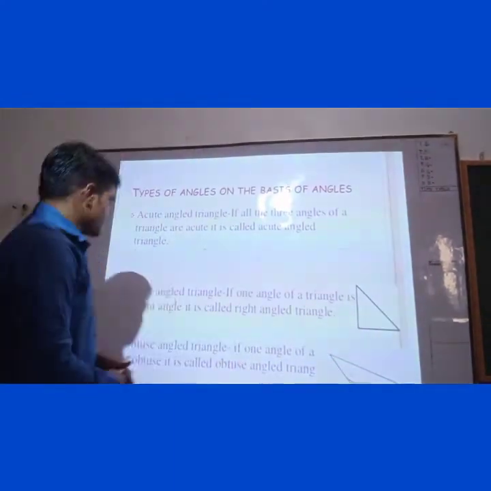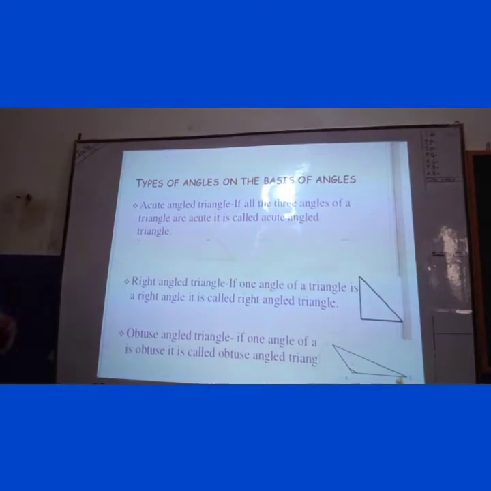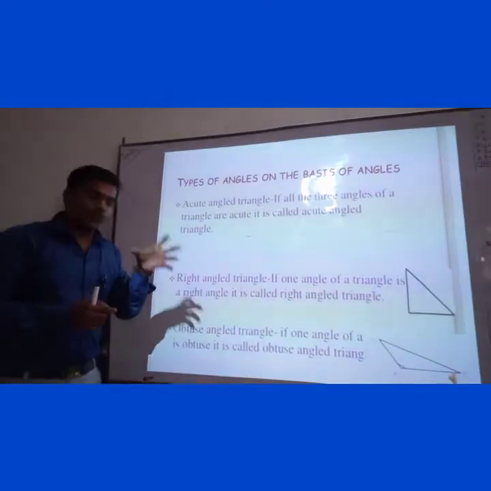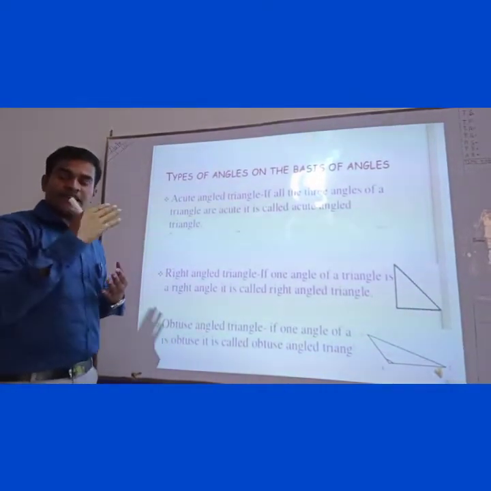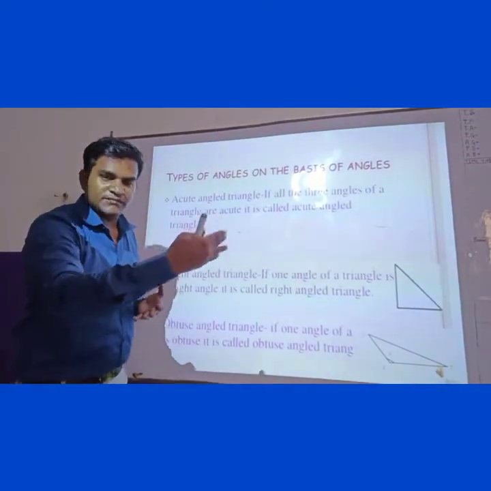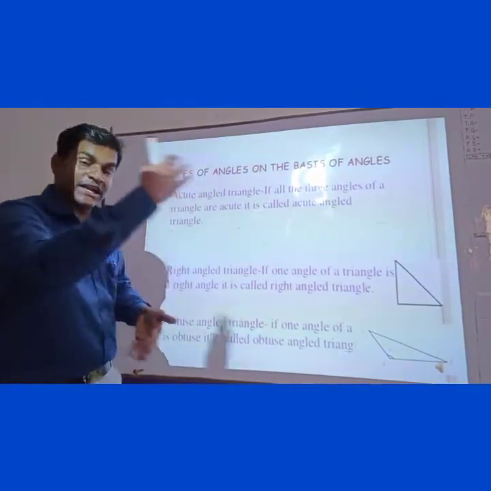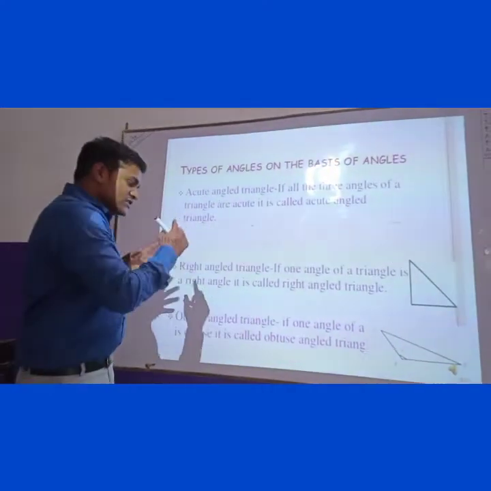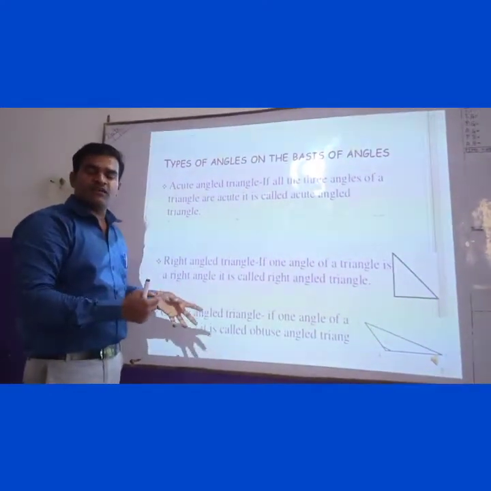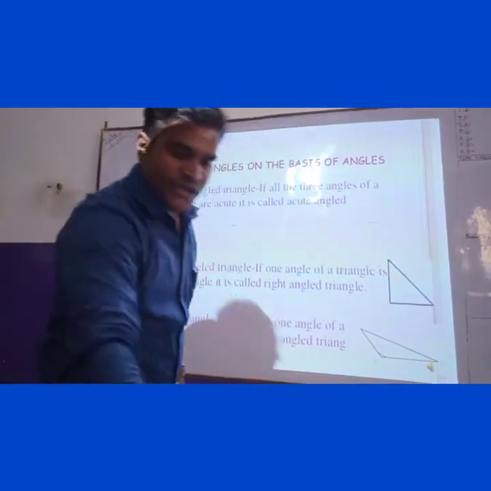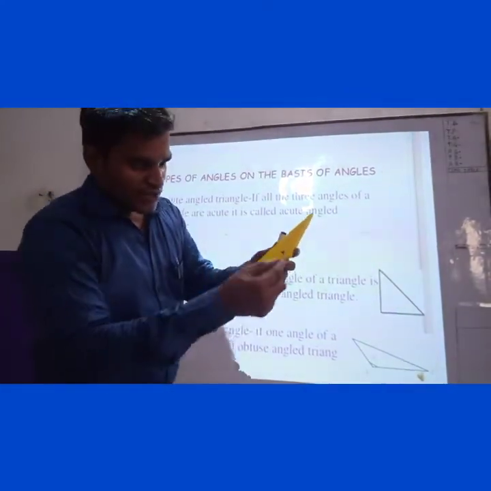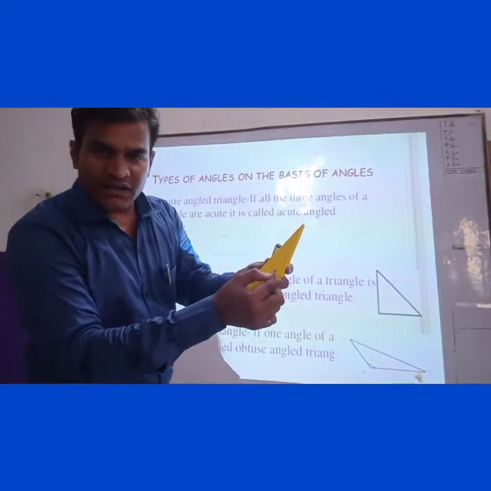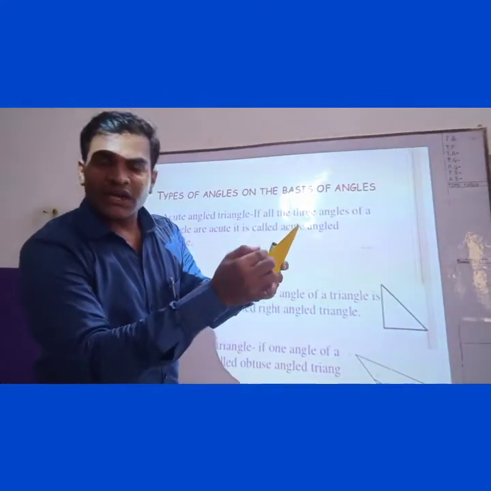And next, the obtuse angle triangle. In an obtuse angle triangle, one angle of the triangle is obtuse, meaning more than 90 degrees but less than 180 degrees. That triangle is called an obtuse angle triangle. So here this is the example of an obtuse angle triangle. This angle is more than 90 degrees.